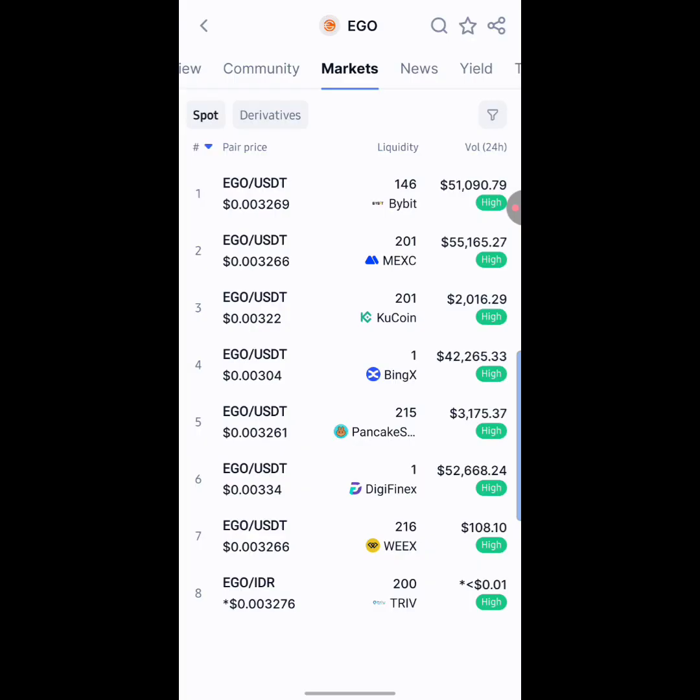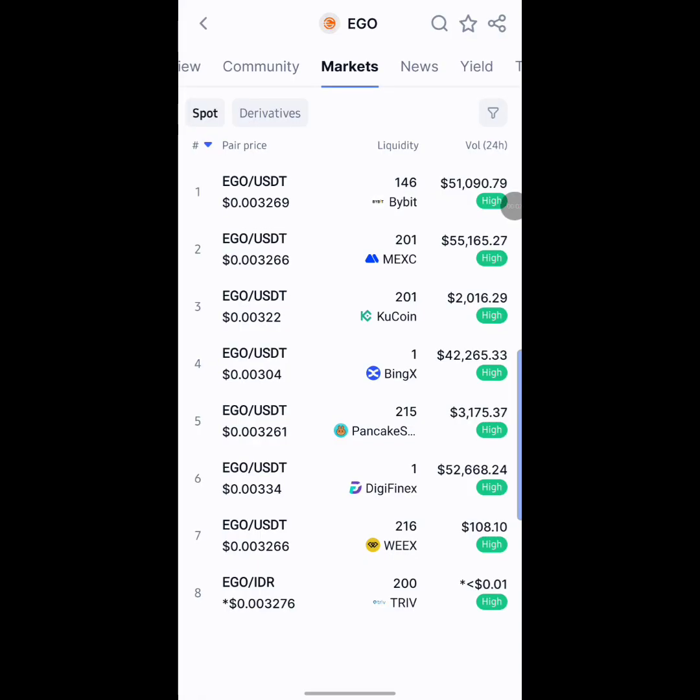So let's say you actually enter this trade right now with, let's say, $50 or $100. You're going to make some good amount of profit for yourself. Okay, so you just simply buy the Ego coin on BingX and then you go over to Bybit to sell. Quite easy, guys. Okay, and the transfer fee is very, very minimal. Okay, you're going to make so much profit for yourself.